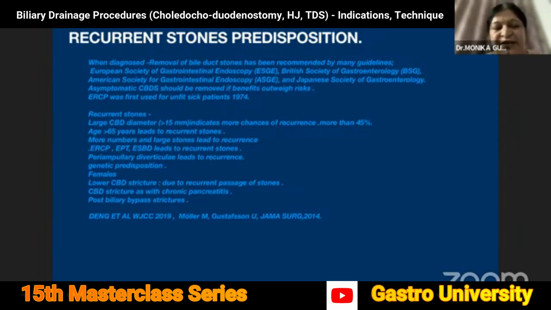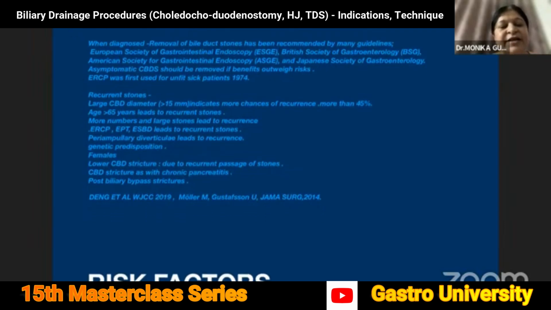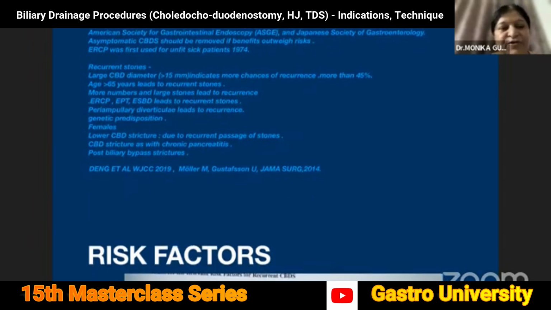Sometimes it has been quoted that asymptomatic CBD stone should be removed if benefits outweigh risk. That means the asymptomatic CBD stones can be left also, but that's all a very guarded thing. And they say that only if they are higher risk can they be left. ERCP was first used for unfit and sick patients in 1974, and we know that the journey of ERCP is a great journey. And as Dr. Abhinav elaborated yesterday, the largest types of stones can be removed.